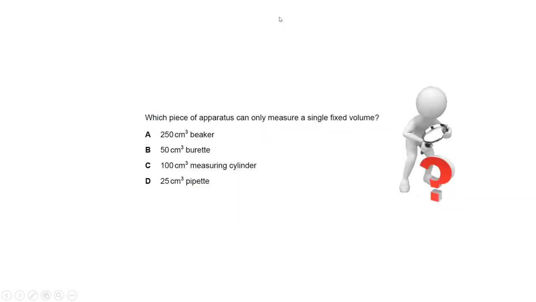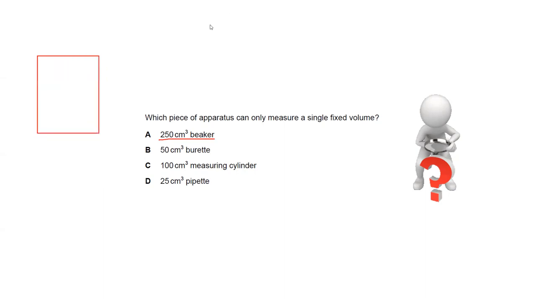So when we check the answer, the correct answer is D. But why is D the correct answer? Because when they mention we have a 250 cm3 beaker, it's not like only 250 cm3 is a marking on that beaker. The maximum volume which this beaker can hold is 250 cm3, but there will be other numbers such as 200, 150, 100, and 50. So we can measure other volumes also, and the maximum we can measure is 250. So it cannot be the beaker.